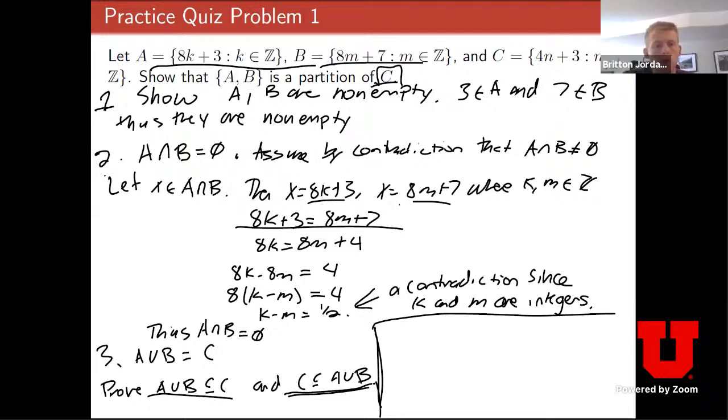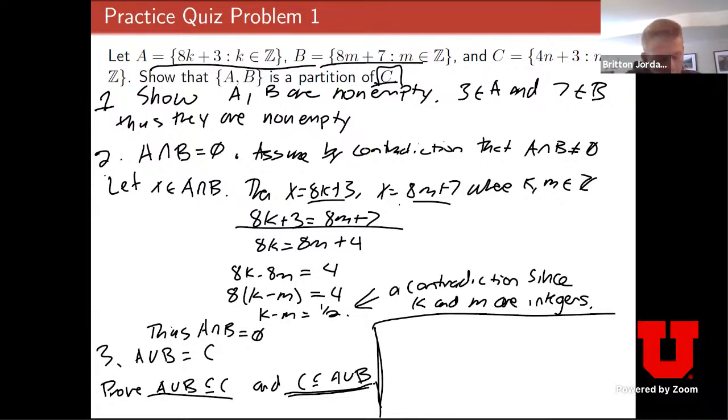Since we've proven in part 2 that A intersect B is the empty set, maybe this isn't right, but do we really need to prove both of those parts for the third part, or do we just need to show that every element of C is also an element of A intersect B, or A union B? In our notes, we wrote that we just need to show that.